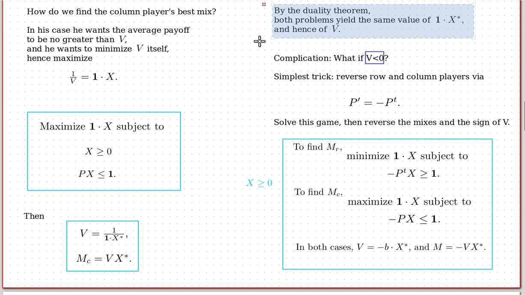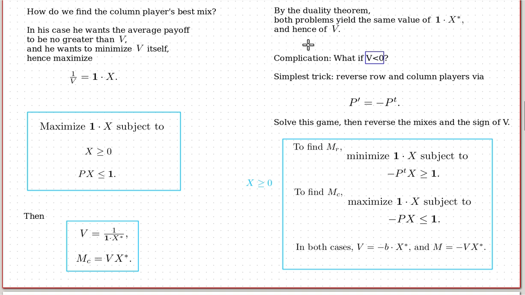But it is good to know that whether you look at it from the point of view of the row player or the column player, you get the same value for the game, the same average payoff, and therefore that simplifies the whole study of game theory quite a bit, actually.